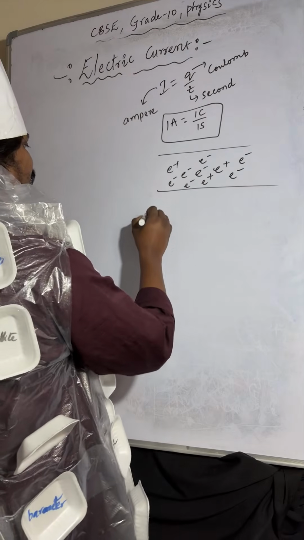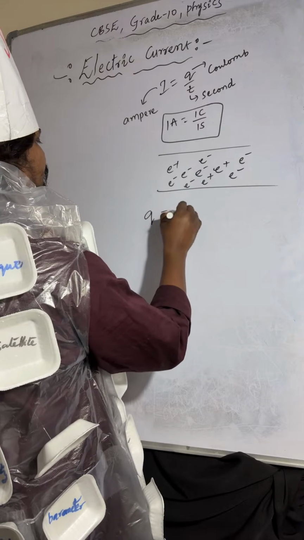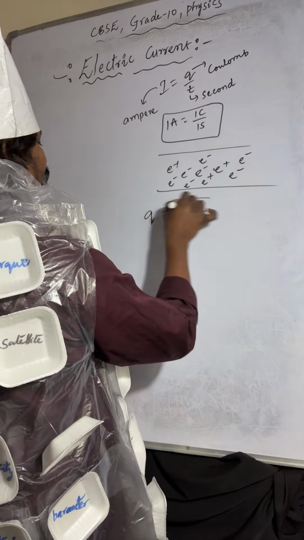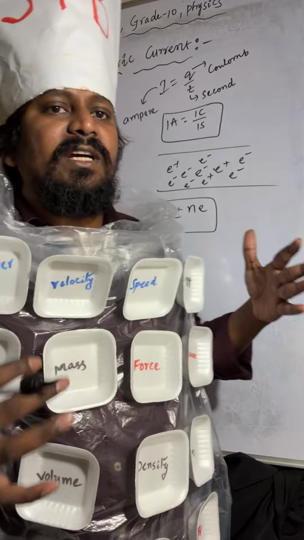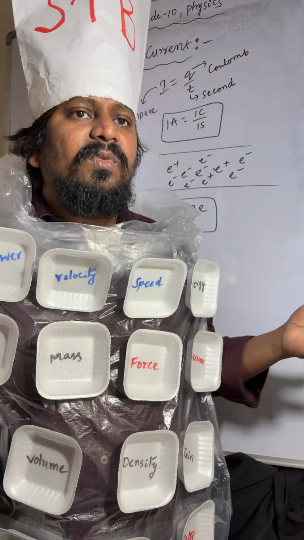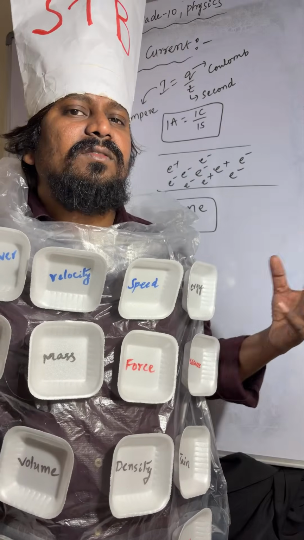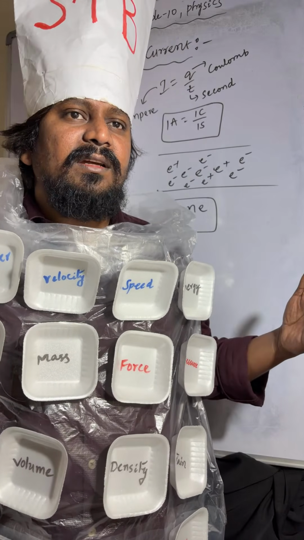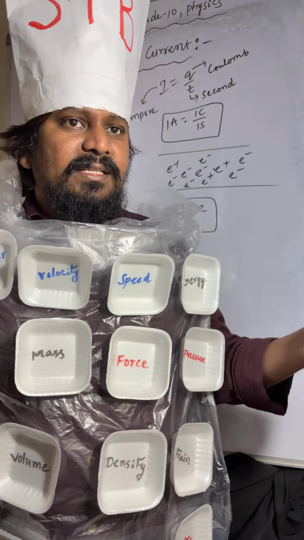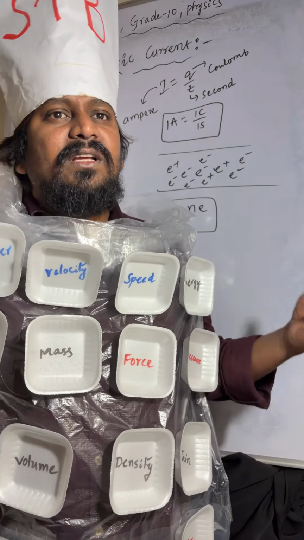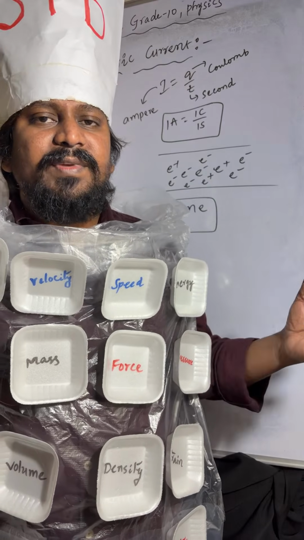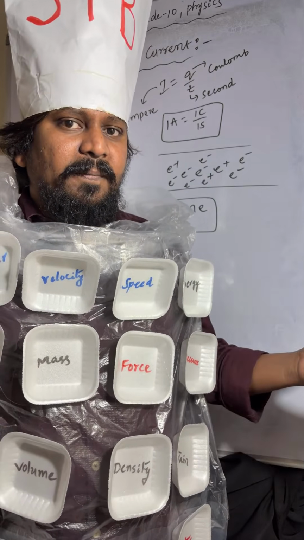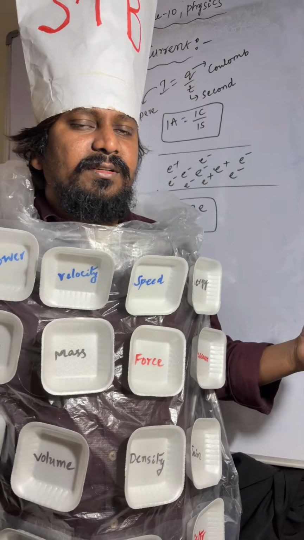This is called quantization of charge, that is Q equal to plus or minus Ne. N is the number of charges, the number of electrons, moving in the conductor. Sir, why are you taking plus or minus? Positive charges are moving, and at the same time negative charges are also moving, that's why we take plus or minus Ne. Okay, done.